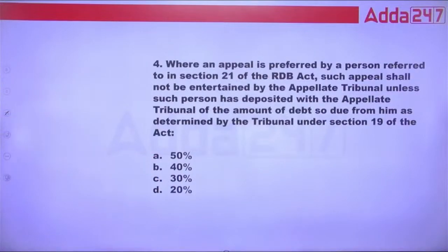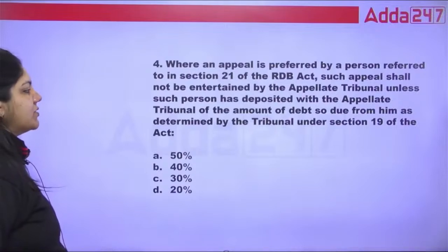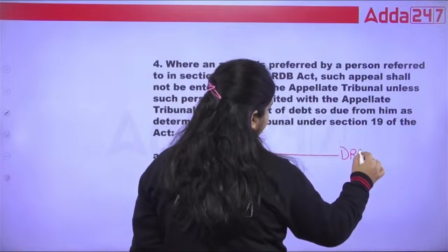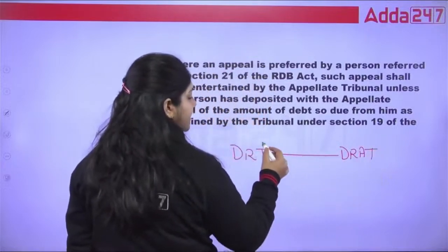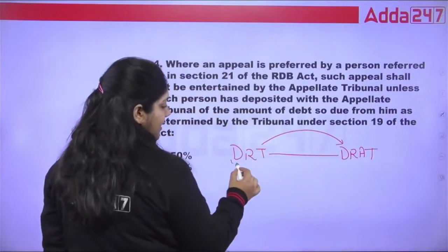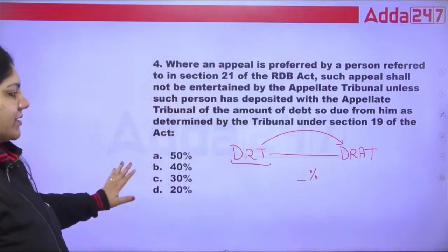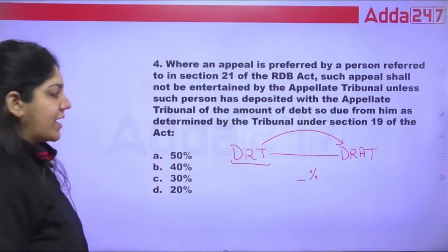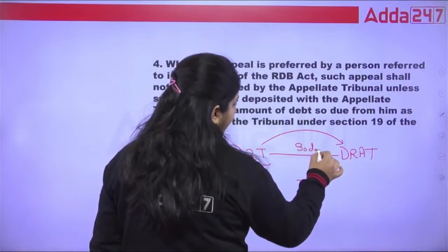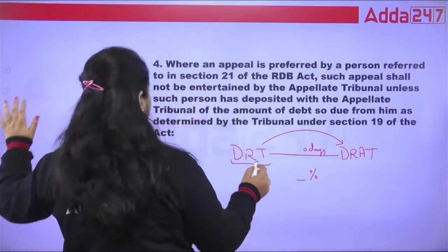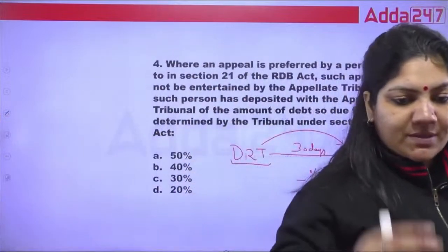Now, where an appeal is preferred by a person referred to in section 21 of this act, such appeal shall not be entertained by the appellate tribunal unless such person has deposited with the appellate tribunal a percentage of the amount of debt due as determined by the tribunal. This is the DRT and this is the DRAT. Suppose any person wants to appeal in the DRAT, he has to deposit some amount. What is the particular amount? 50%, 40%, 30%, 20%? And you have to remember, he has to go to the DRAT within 30 days. What will be the right answer for this question?